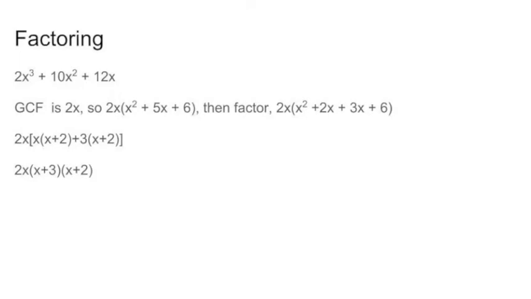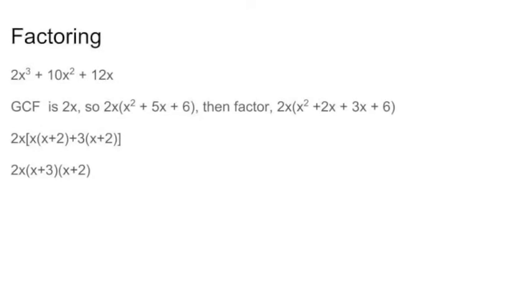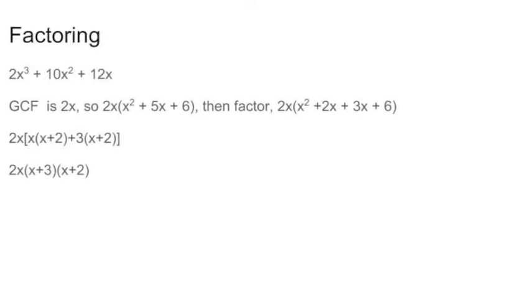Then we factor by grouping. A times c is 6. The factors of 6 that add to 5 are 3 and 2, so that leaves us with 2x parentheses x squared plus 2x plus 3x plus 6. And then to factor by grouping, remember we factor our first two terms out, and there's an x we can factor out there, and then we factor the next two terms out, and there's actually a 3 we can factor out of there, leaving us with this expression you see here.